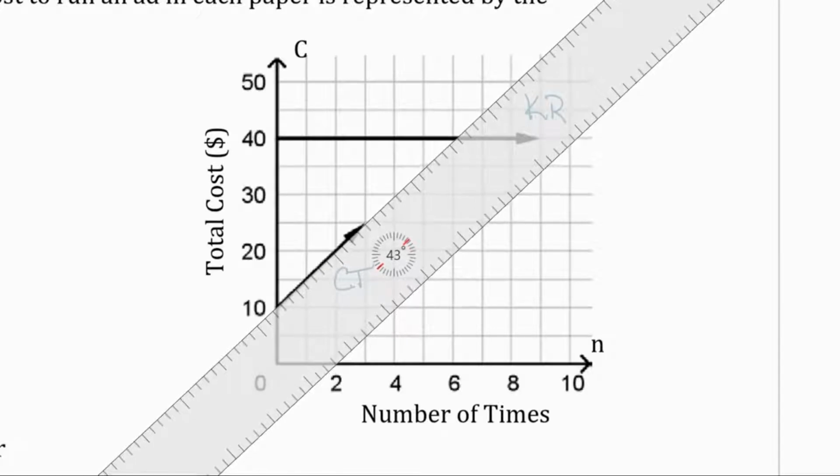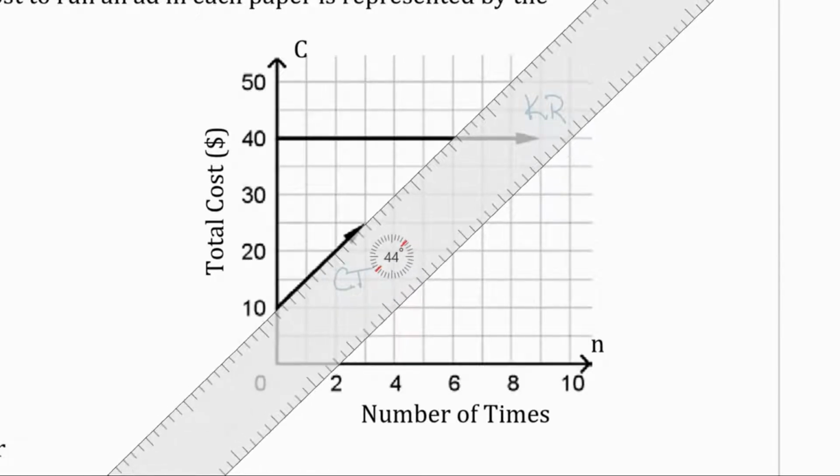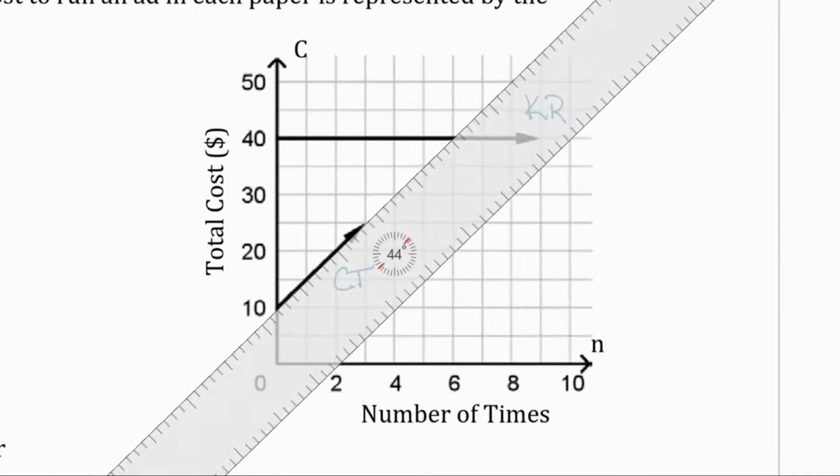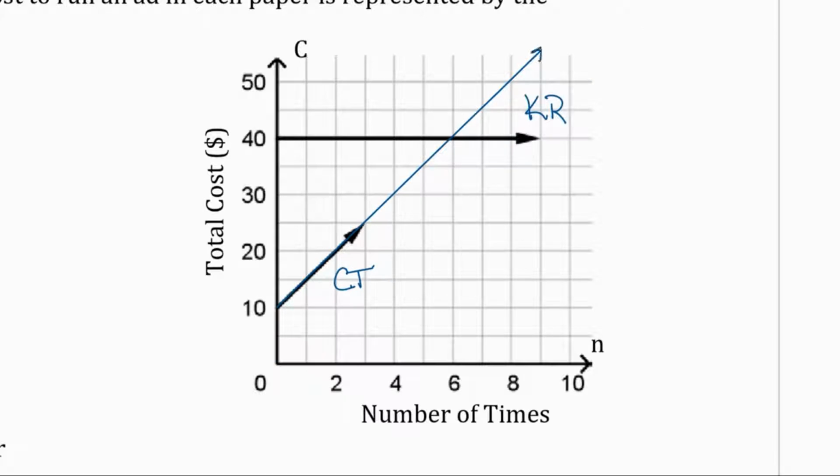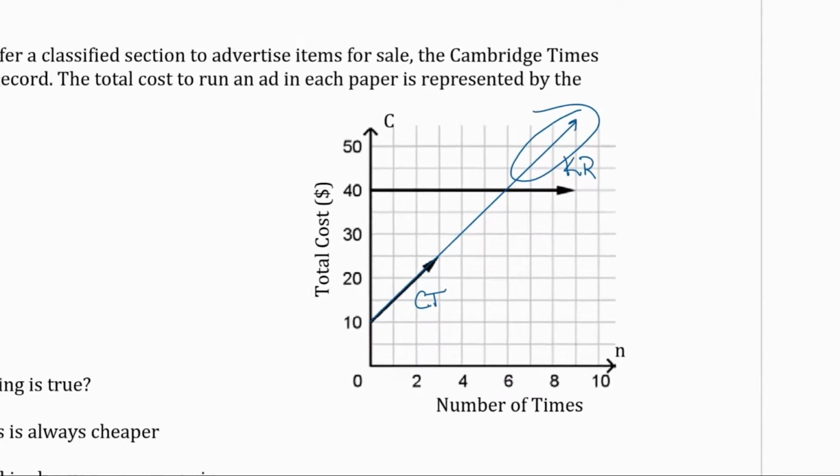So I need to extend this graph and see where it would go if I kept going. We'll take a look. They cross here at 6, and then Cambridge Times becomes more expensive.